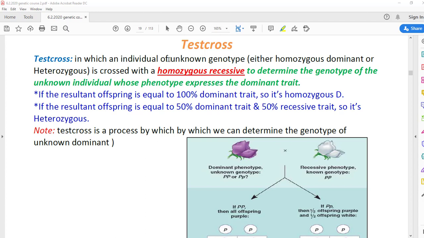Testcross, in which an individual with unknown genotype. Let's see what unknown genotype is. Unknown genotype means either dominant, homozygous dominant, or heterozygous. So recessive is not an unknown genotype. Recessive has a known genotype.